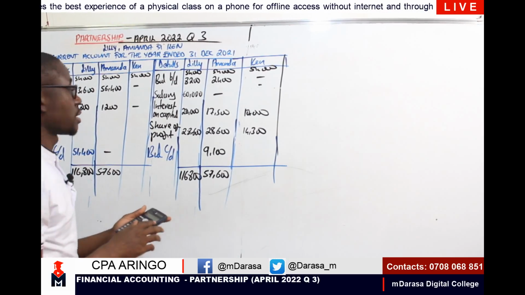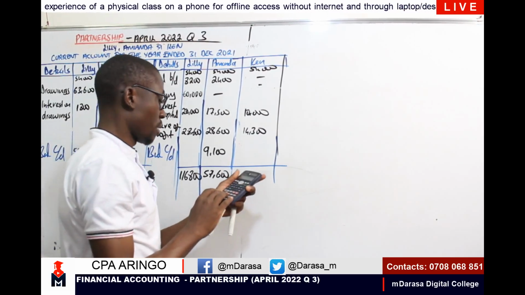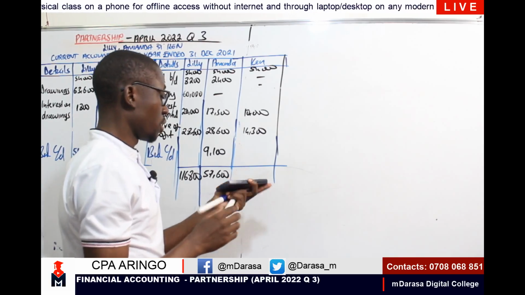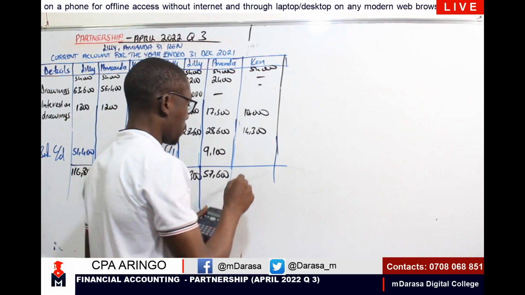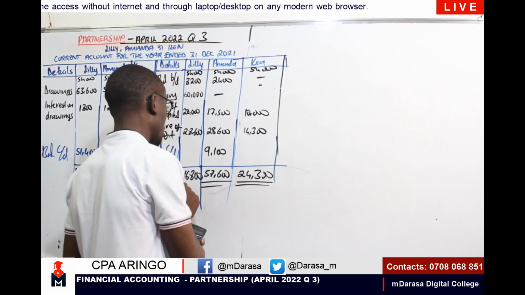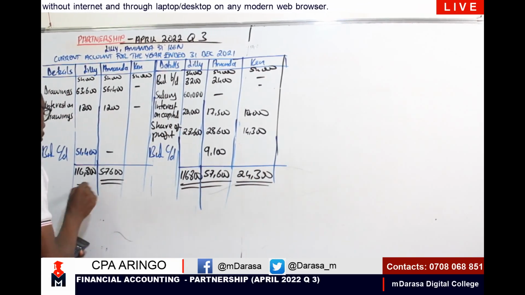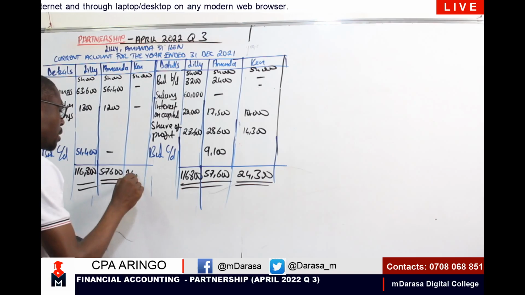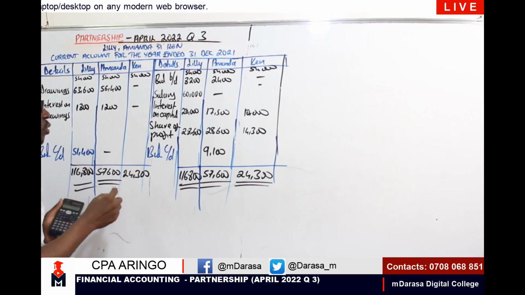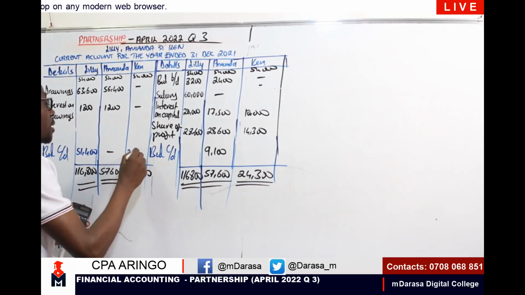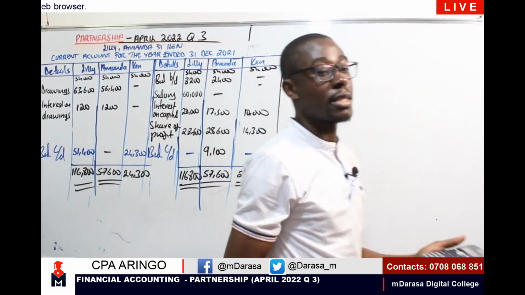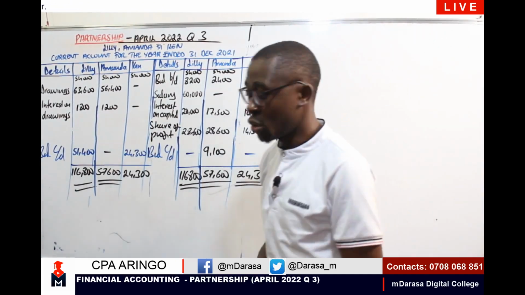Okay, then what about Ken? For Ken, I didn't have anything on the debit. So I'm having 10,000 plus 14,300, which should give us 24,300. That is to say, I can close our accounts here. So for Ken, I should be having a balance carried down of 24,300. And actually, that is the data that you're going to require in preparing our statement of financial position.